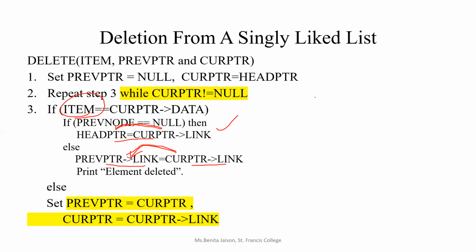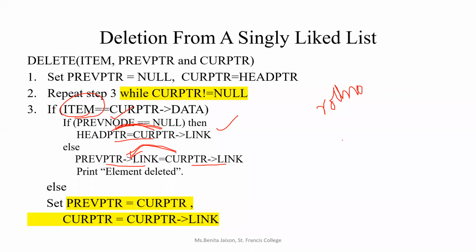In here, the item to be searched will be our roll number of the student. If you find the roll number in any of the nodes, then if you are finding the roll number to be deleted, if it is in the first node, how to check for the first node? If previous node equal to null. In that case, current pointer link is copied into head pointer. In the else part, we are copying.